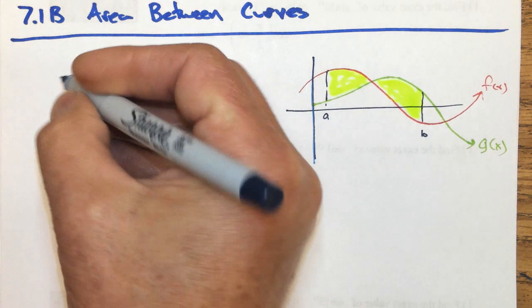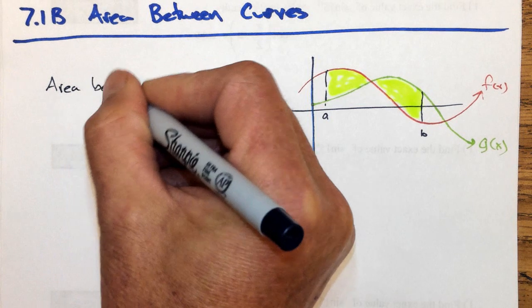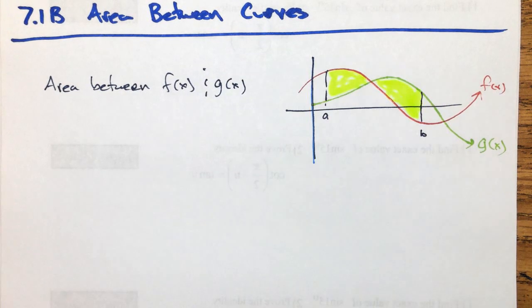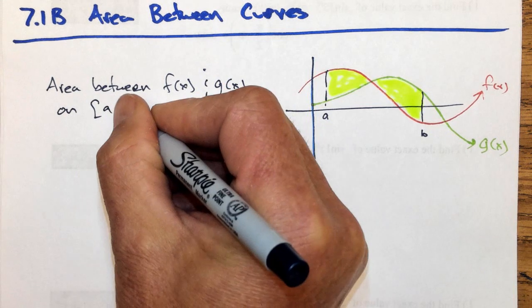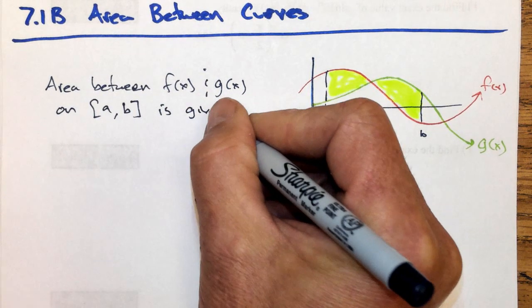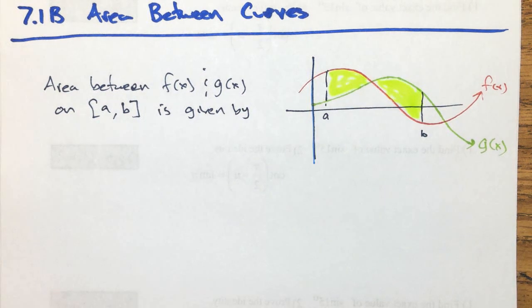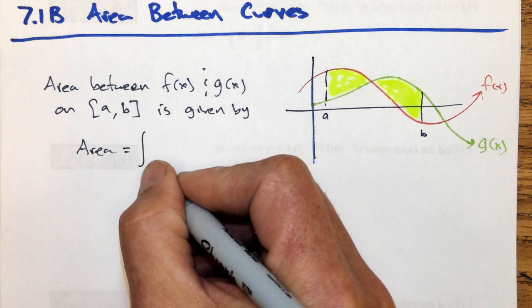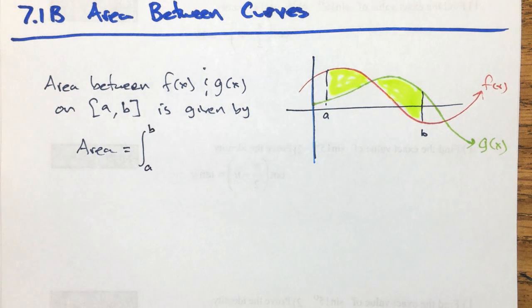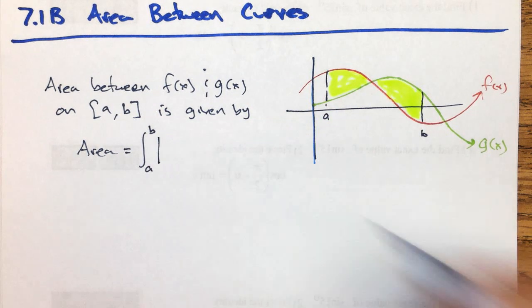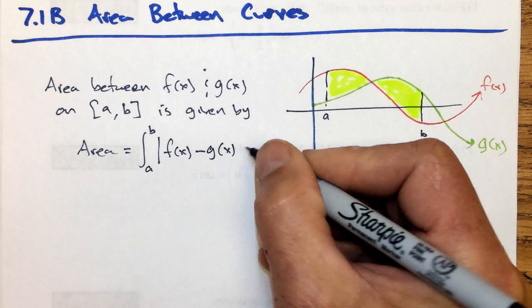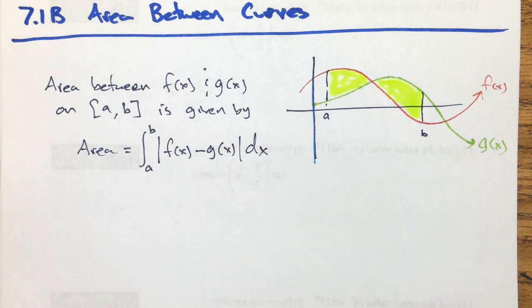We set this up. So let's write the area between the curves. The area between f of x and g of x on the closed interval from A to B is given by area equals the integral from A to B of the absolute value of the difference of the two functions. And that's basically the idea.